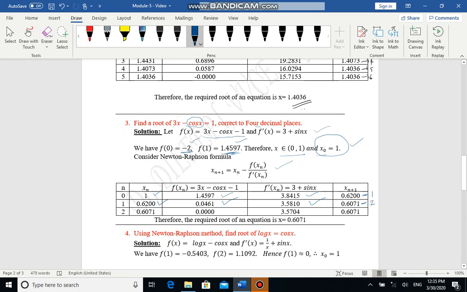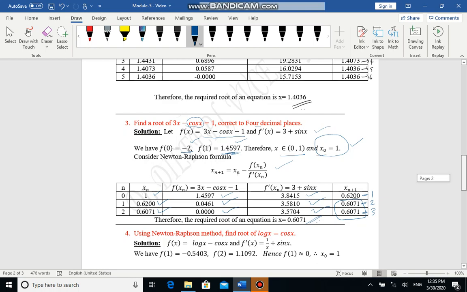The first and second iterative values are not equal, so we'll repeat the procedure by using x as 0.6071. Using this, find out f and f dash again. And the third iterative value is 0.6071. Now here the second and the third iterative values are equal, so this gives your final answer. Okay, the difference is here we have trigonometric functions, that's why we need to consider the calculator in radian mode. This is compulsory.